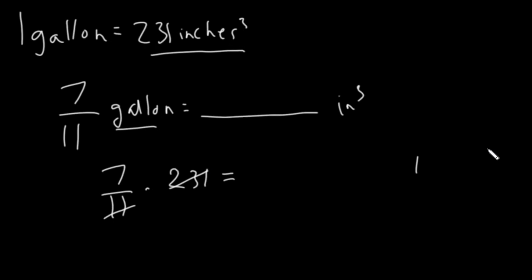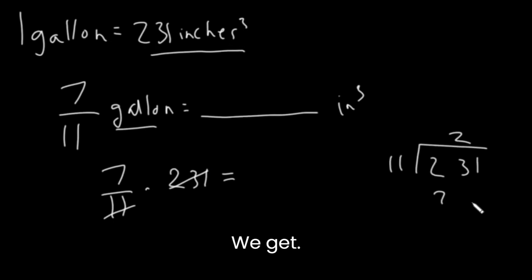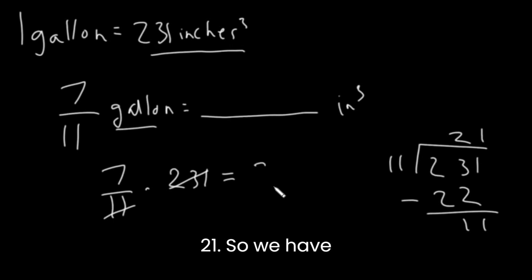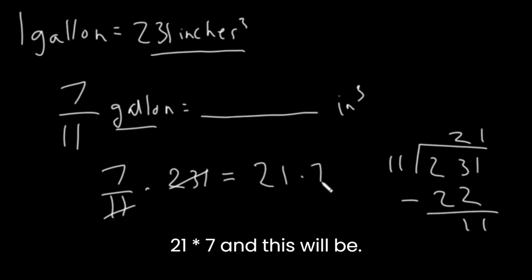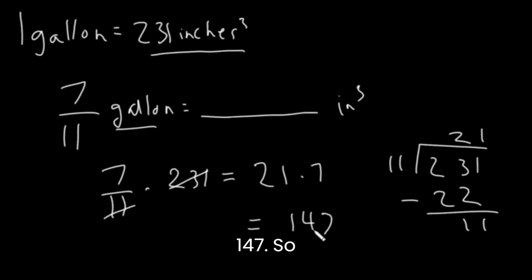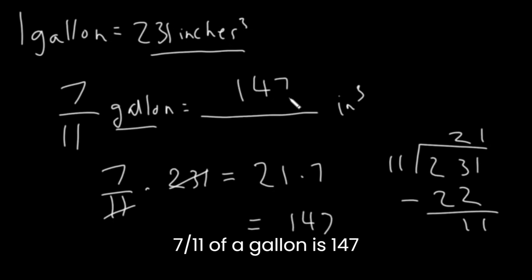dividing these two, we get 21. So we have 21 times 7, and this will be 147. So 7/11ths of a gallon is 147 inches cubed.